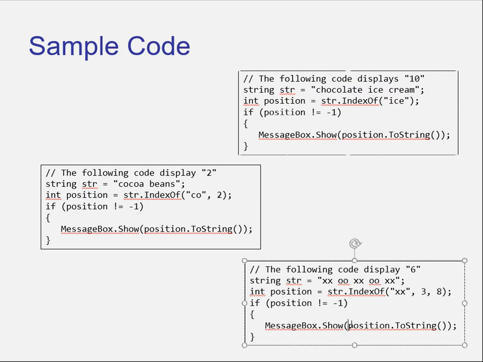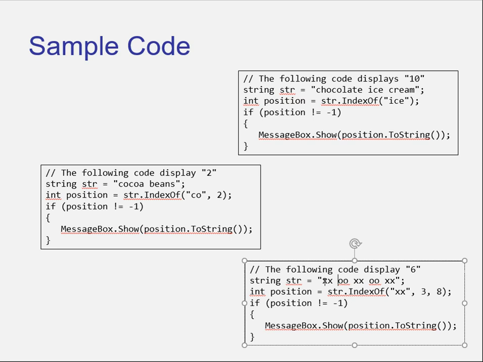All right, this one down here gives the third example, using that third argument, looking for the word xx. Now it's looking for the word xx inside of xx, oo, xx, and so on. But it says here start at the third position. So let's go 0, 1, 2, 3. Let's start right there. And then look for up to 8 characters. So it's 0, 1, 2, 3, 4, 5, 6, 7, 8. Is there an xx in there?